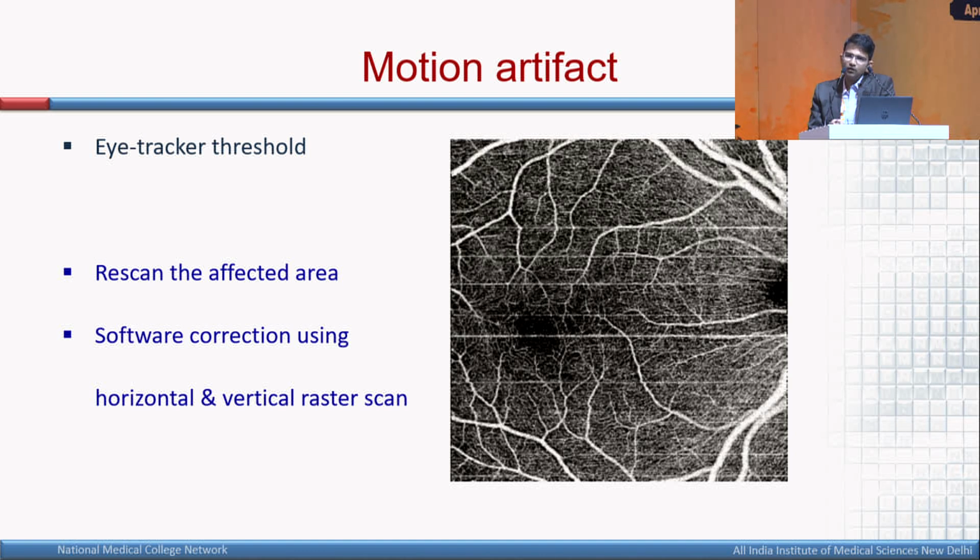Another important software correction is there in the recent machines, in which the machine acquires horizontal as well as vertical raster scans, and then it sees how much displacement of the image is occurring in the successive phase, and then it corrects for that displacement based on these vertical and horizontal raster scans.